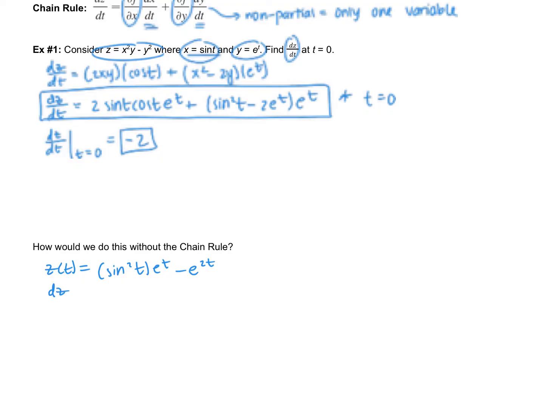Now we can take the derivative with respect to t. On this first term, I'm going to need the product rule. So that would be 2 sine of t, cosine of t, e to the t, plus e to the t, sine squared t, subtract 2e to the 2t. And we are going to notice that this is the same as above.